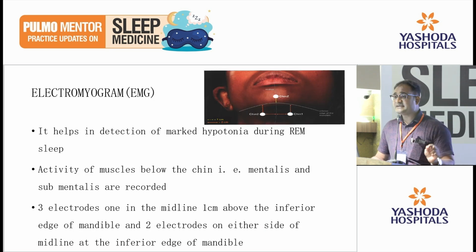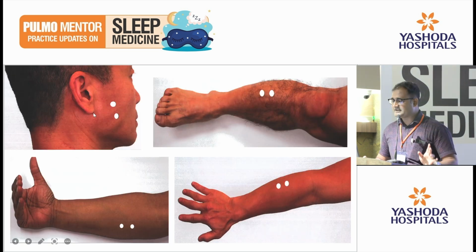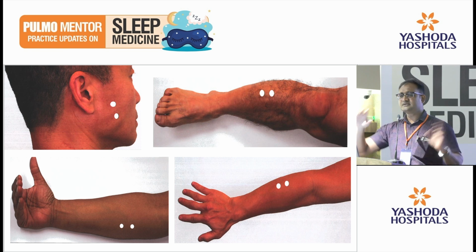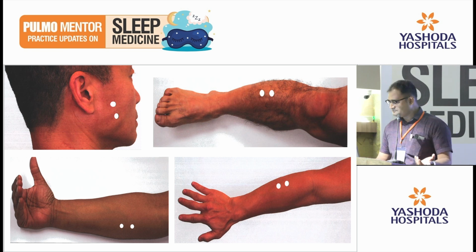Then coming to electromyogram, it helps in detection of the marked hypotonia during REM sleep. Activity of the muscles below the chin is recorded and 3 electrodes are placed. And whenever you are suspecting bruxism, PLMS, or REM behavior disorder, you have to attach the electrodes in other places as per your requirement.